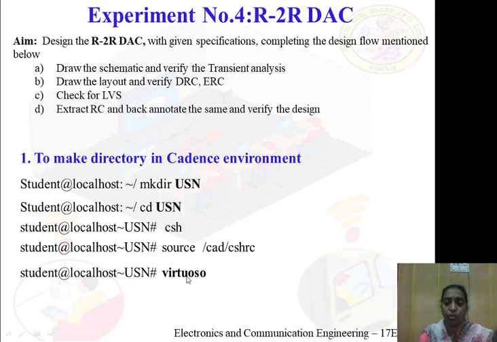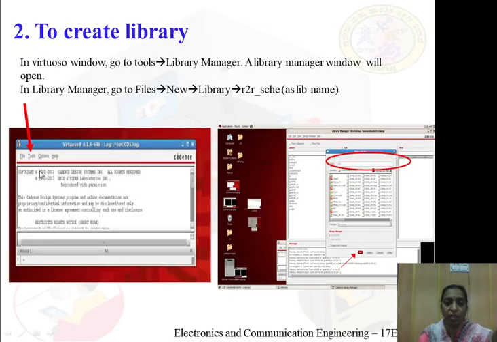Invoke the Virtuoso tool for the generation of the schematic of the R-2R digital to analog converter. The library manager is invoked from the Virtuoso by going to the Tools tab. So the library of the R-2R is generated.